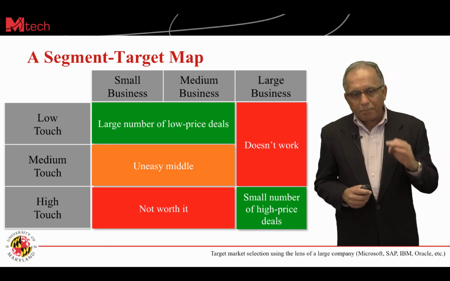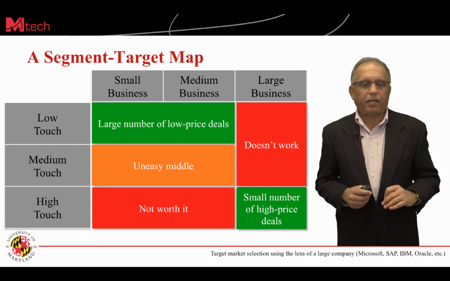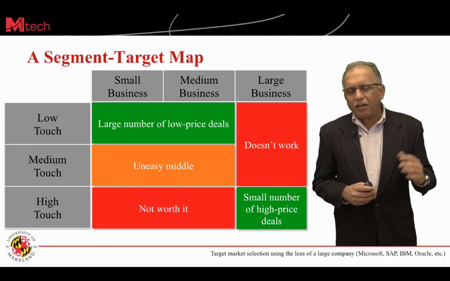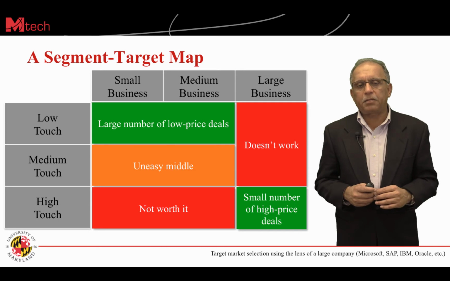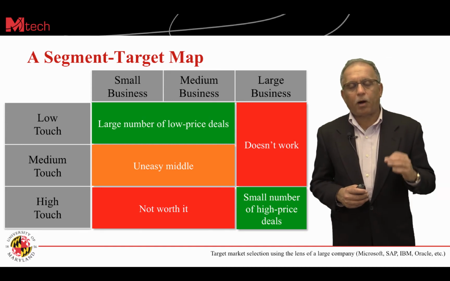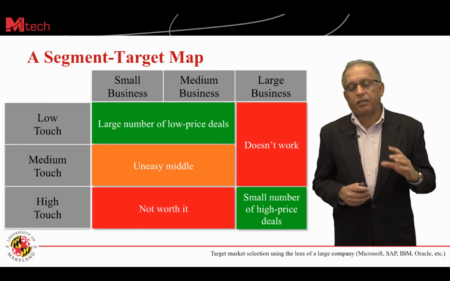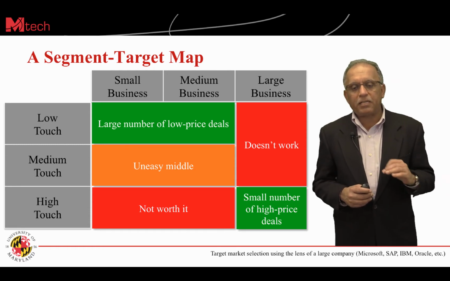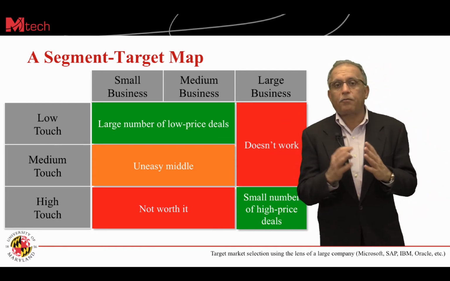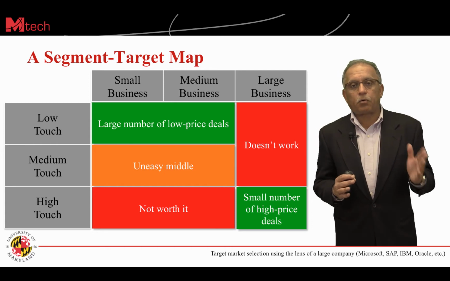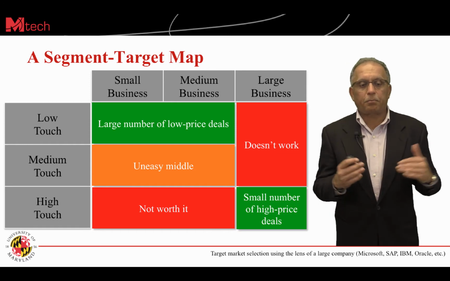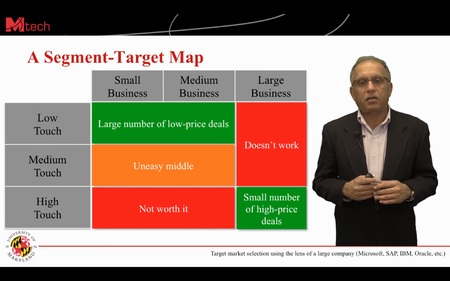Now imagine you are a very large company like Microsoft, like SAP, like IBM, and you look at this grid and you say, you know what? I really don't want to mess with putting people against small and medium-sized businesses. I would rather focus my people on the large businesses that require high touch. That then becomes your target market. So a small number of high-priced deals, you pursue them, that's very attractive to you. You have a competitive advantage because you're a large company, you have a very large sales force. These businesses require very high touch and you can provide it to them, and therefore the intersection of the size of the business and the degree of touch that they require determines the target market for you.